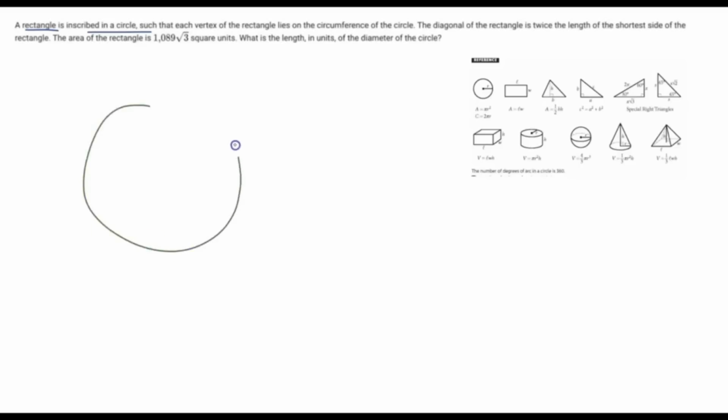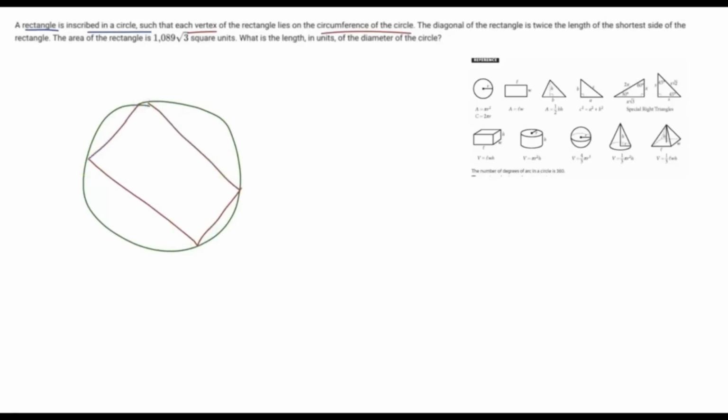So the rectangle is inscribed inside of a circle. I'm going to draw a circle and then draw a rectangle. The rectangle is drawn such that each vertex, or corner, of the rectangle lies on the circumference of the circle. So what it's going to look like is one corner goes there, boom. And then the corners of that rectangle are going to be on the circumference, or the outside, of that circle.